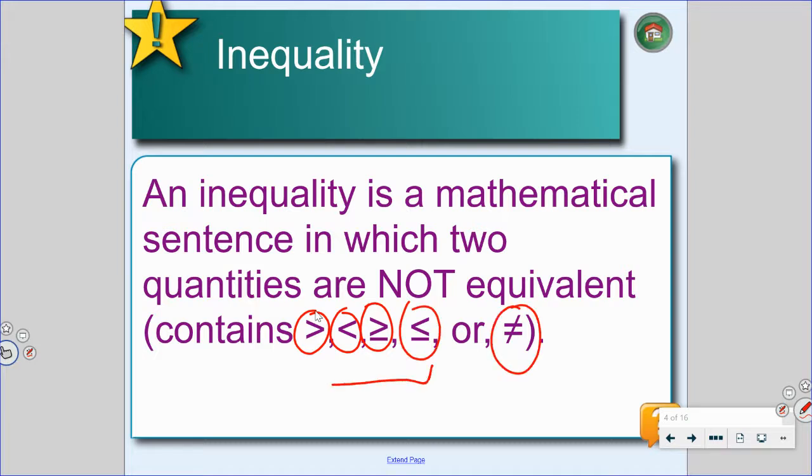Now notice I didn't read these because, well, it kind of depends on how you read them. For instance, you can read this statement as 5 is greater than 3. You can also read it going the other direction as 3 is less than 5. So keep that in mind, that you don't always read left to right, that you can read an inequality either direction, really.